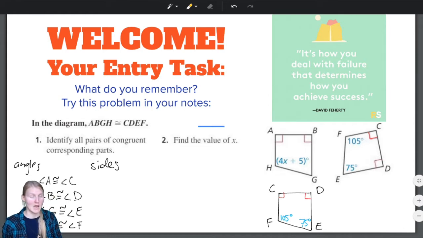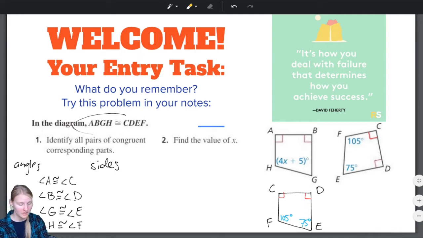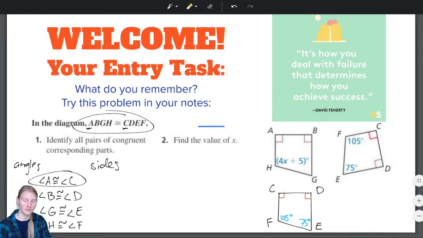Okay. Remember that we also could have looked at our congruence statement. A comes first, C comes first. So A is congruent to C. B goes second, D goes second. So B is congruent to D. And G is third, E is third, so G is congruent to E, etc., etc.